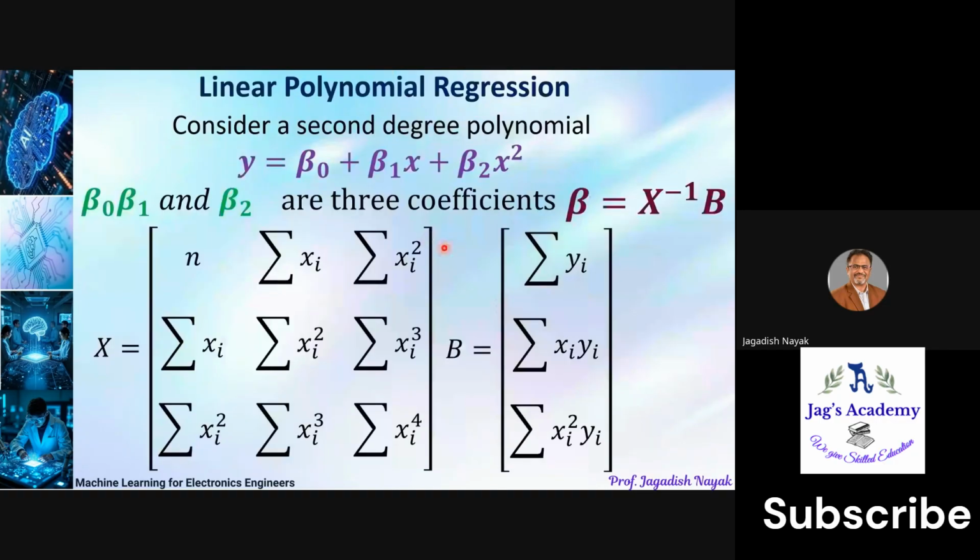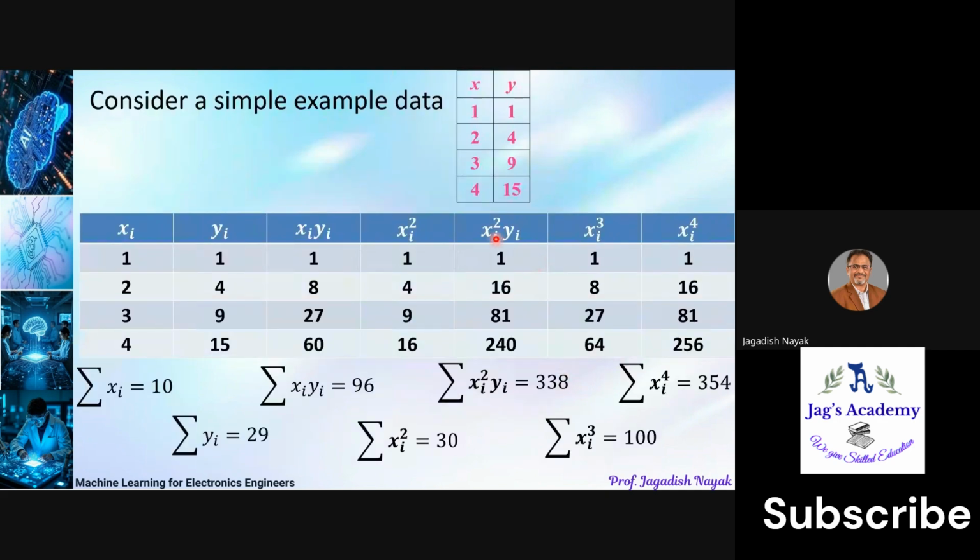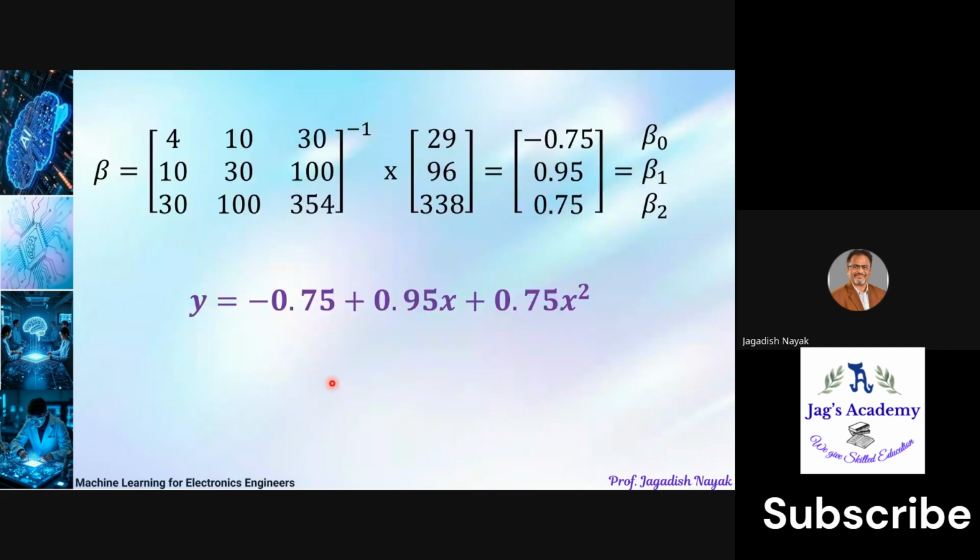Similarly, then summation of xi yi. What is summation of xi yi? It is this 96. You put these values here. Then get the inverse of this and multiply it with the B matrix. You get this. So this is the value of beta naught, this is the value of beta 1, and this is the value of beta 2. So you get the equation here. This is the equation you get.